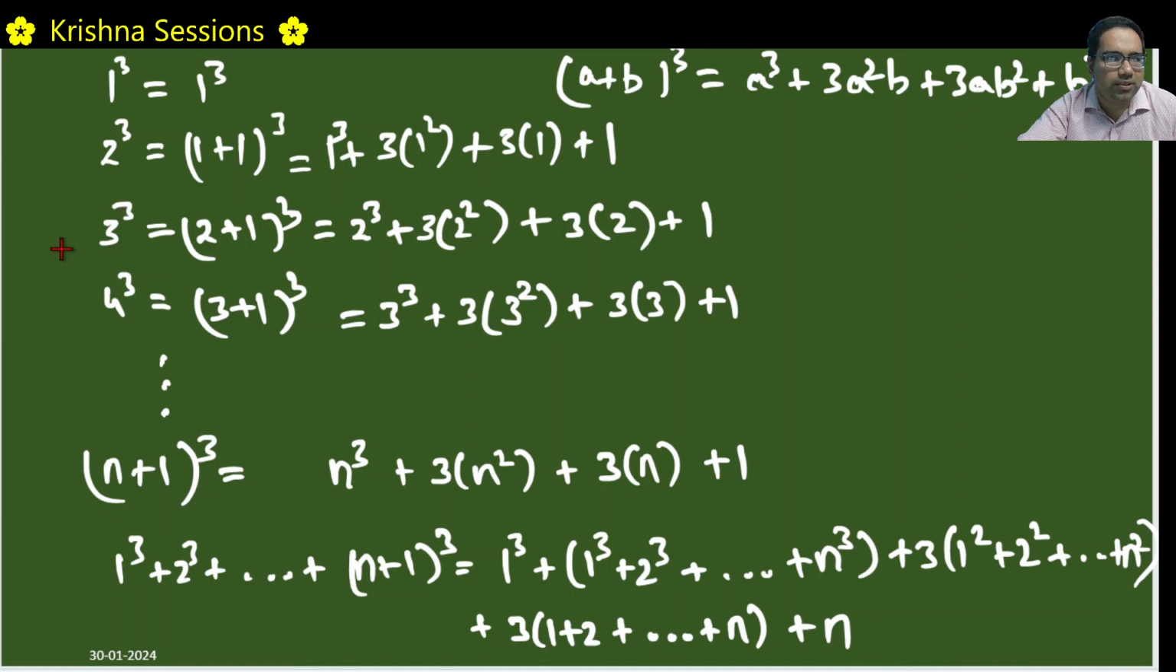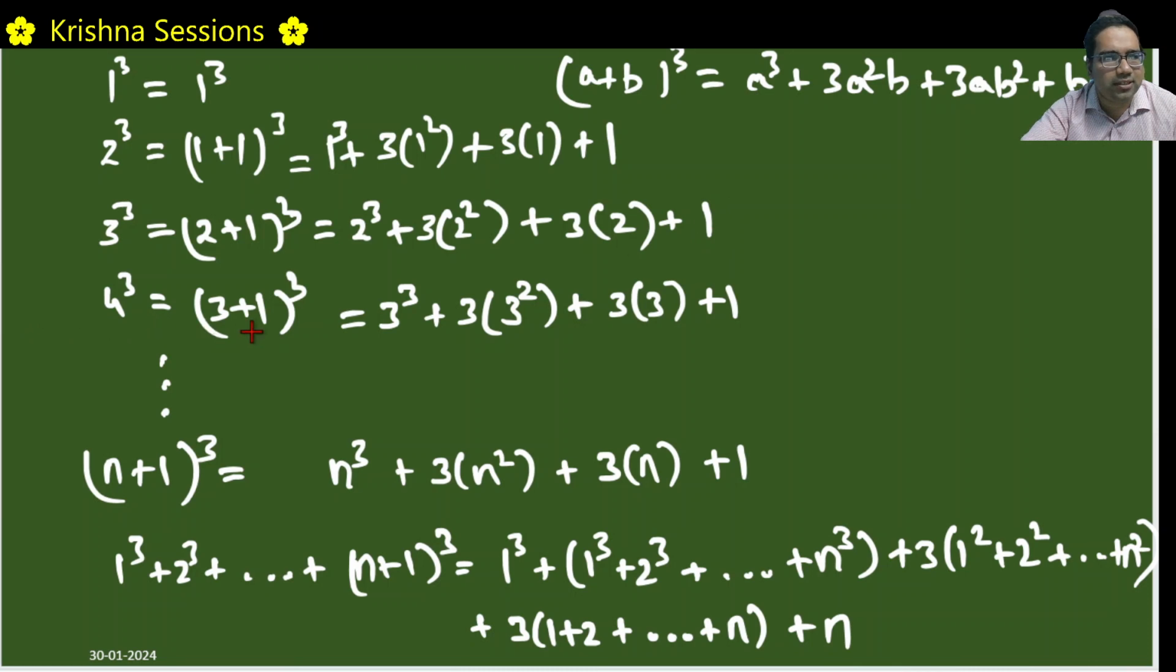Now what is 3 cube? 3 cube is 2 plus 1 whole cube. If you expand this, a cube, which is 2 cube, plus 3 into a square b, that is 3 into 2 square. b is anyway 1, so wherever b is there, we are ignoring it, because multiplication with 1 doesn't yield anything. Then 3ab square, a is again 2, so 3 into 2, plus b cube, which is 1.